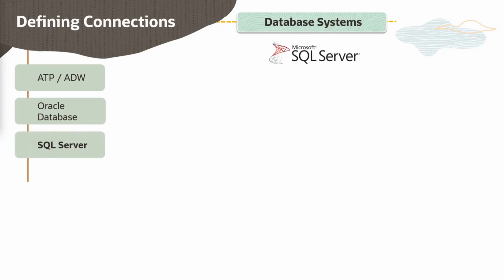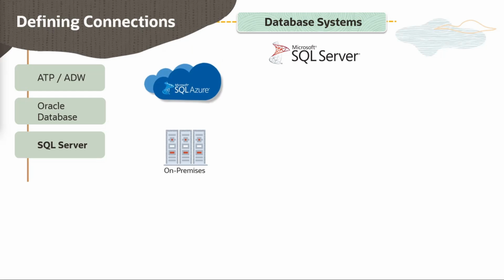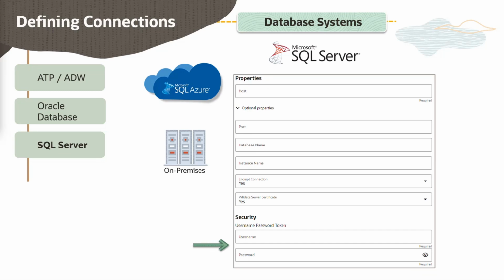Let's now take a look at a third-party database example, Microsoft SQL Server. This adapter allows you to create a connection to either a SQL Server instance running in your on-premises data center, or you can connect to an Azure SQL database in the cloud. Here there is only the username password token policy, where you provide the credentials of an authorized SQL Server user, and of course you'll obtain the connection information from the SQL Server administrator.